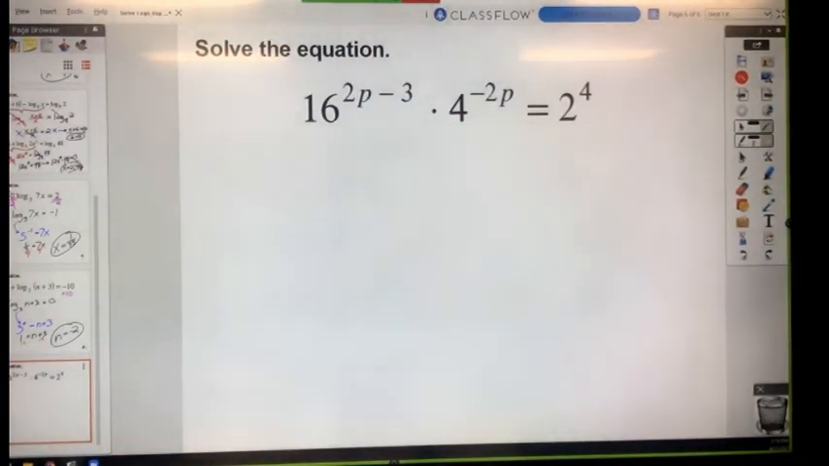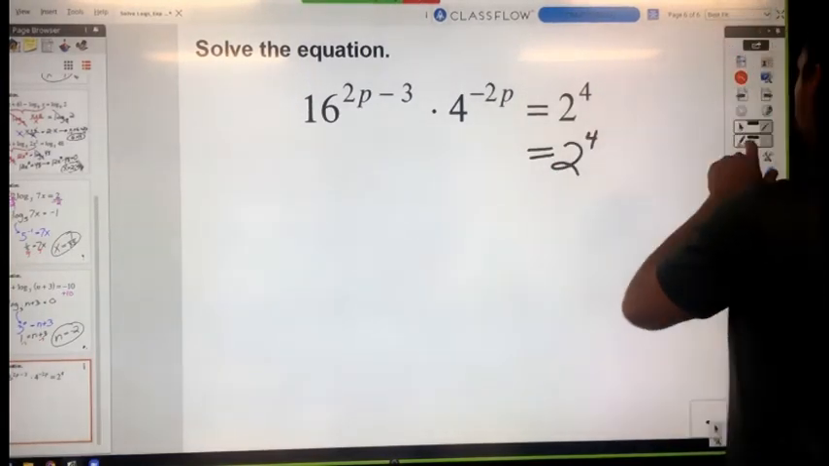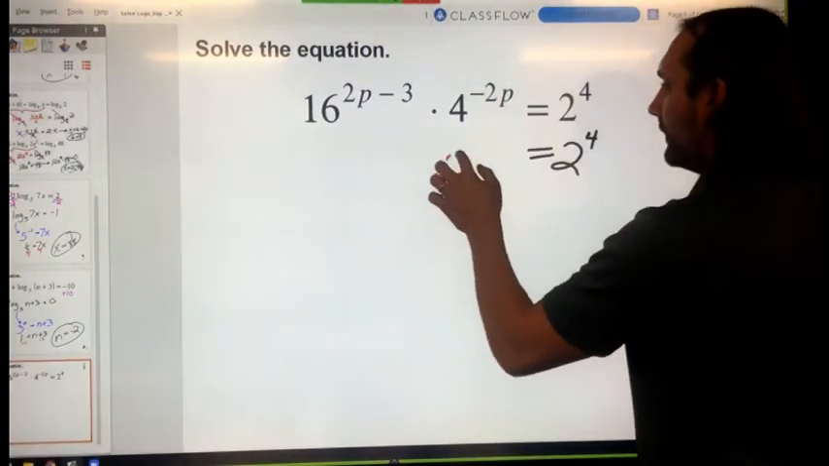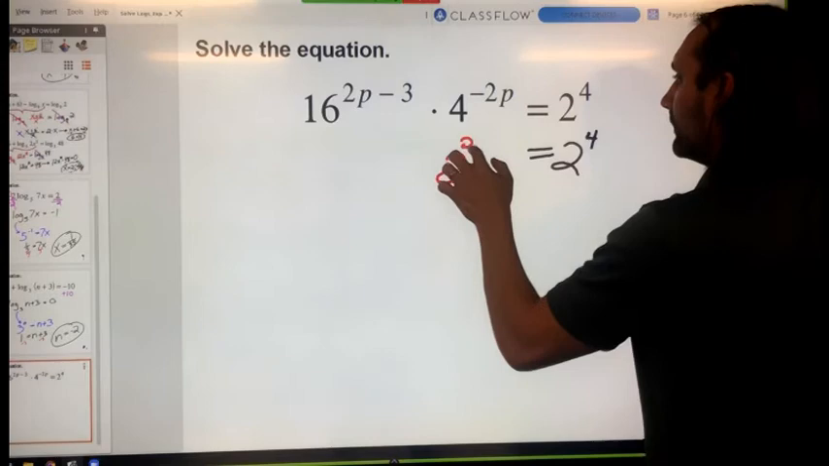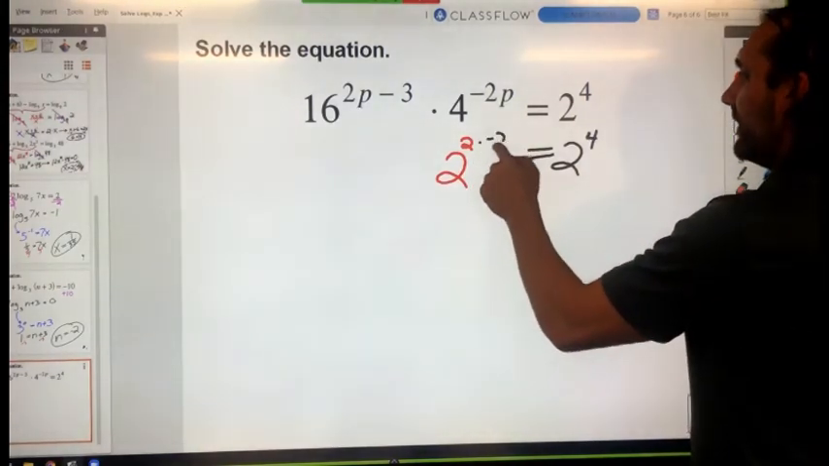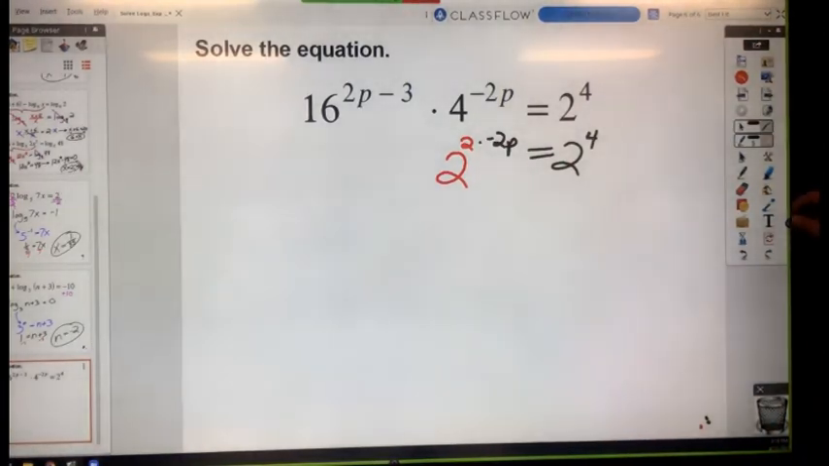What do you think would be a good base to use here? I have 16, 4, and 2. What's the smallest number that can be raised to a power and get all three of those numbers? 2. So this 2 is going to stay the same. I am going to change 4 because 4 is 2 to what power? 2. And I need to multiply that to anything that's already there, if you can recall. So I need to multiply 2 to negative 2p.